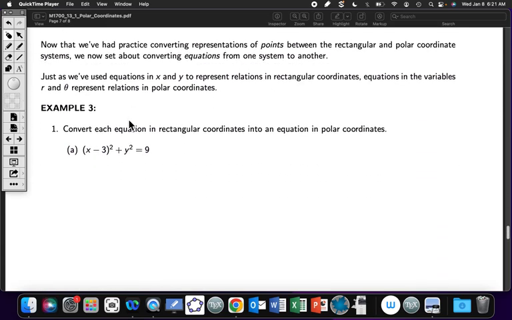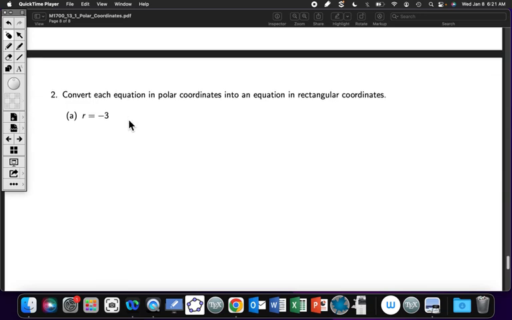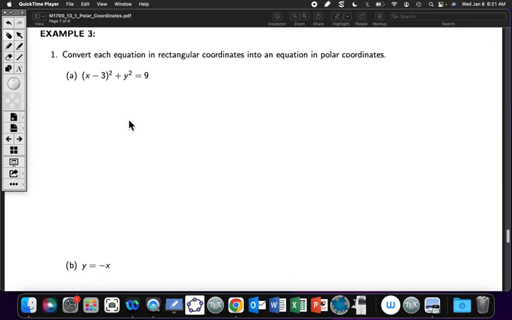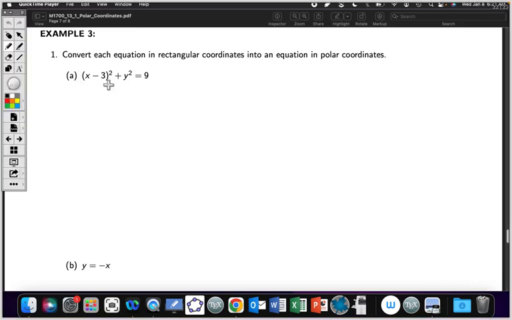All right, the last thing we want to do in this section is look at converting equations back and forth. All right, so convert each equation in rectangular coordinates to an equation in polar coordinates. So this kind of leads into what we'll be doing in the next section when we graph things. But this equation here describes a collection of points in the xy plane. It relates the x and y coordinates. So this is a relation.